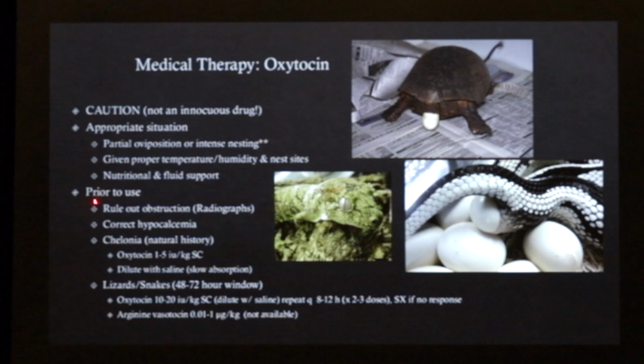And then prior to use, we have to rule out an obstruction. Would you want to make the oviduct contract and try to push something out if there's something obstructing it, like a bladder stone? Would that be a smart thing to do? Or remember that big monster egg that we saw? You would not want to give that tortoise oxytocin, because it's going to rupture the oviduct or create more damage. And again, that's not appropriate.